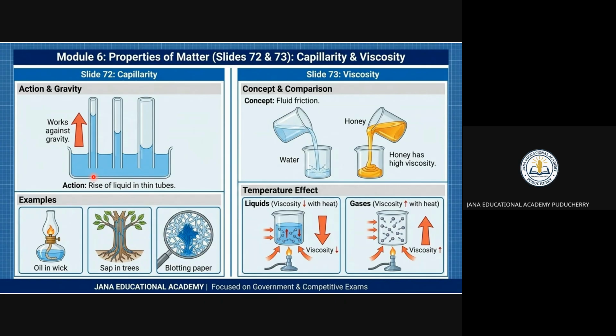Rise means adhesion is greater than cohesion, for example, water in a glass tube. Mercury, if you see mercury in a glass tube, it falls, right? So here, cohesive force is more than the adhesion. You can see some examples of how the liquid goes up: oil in a wick and sap in a tree. The water is going to flow from the ground to the trees directly.